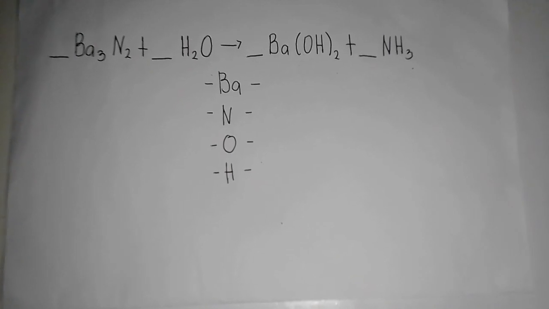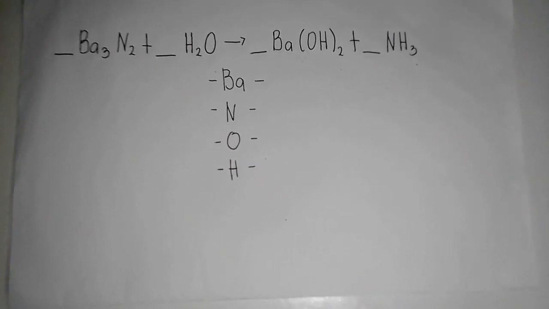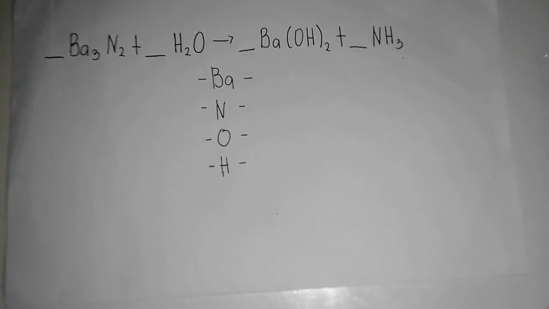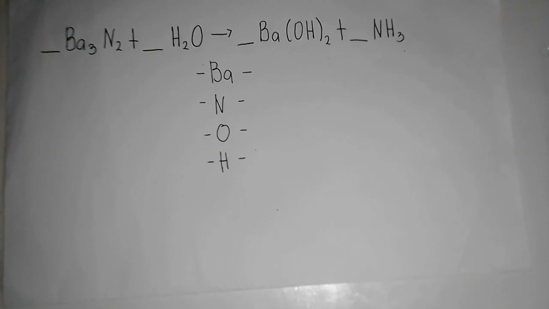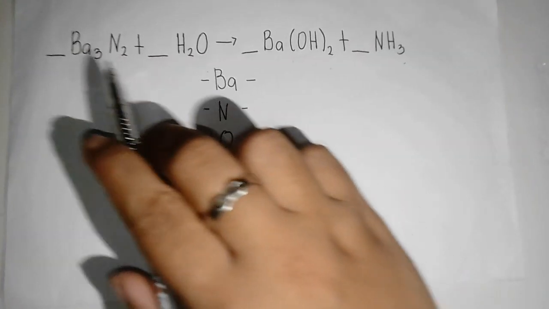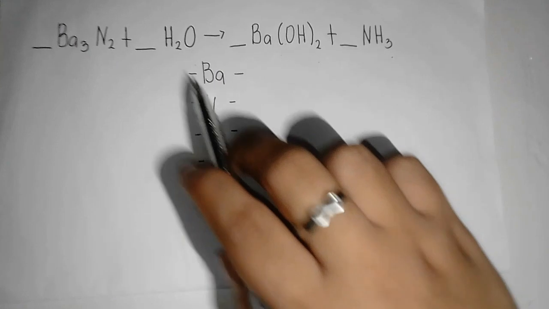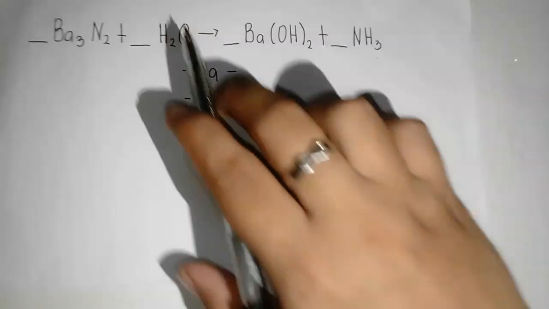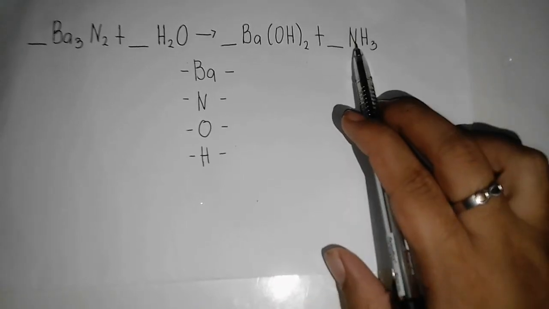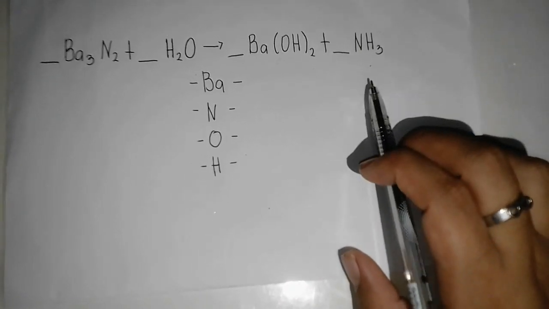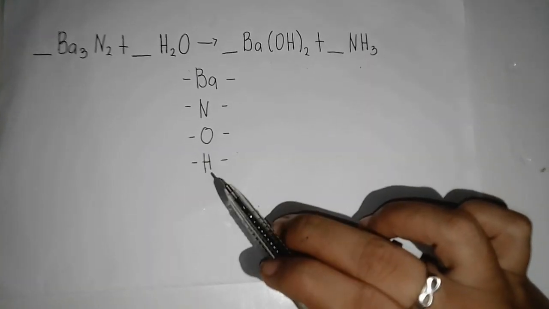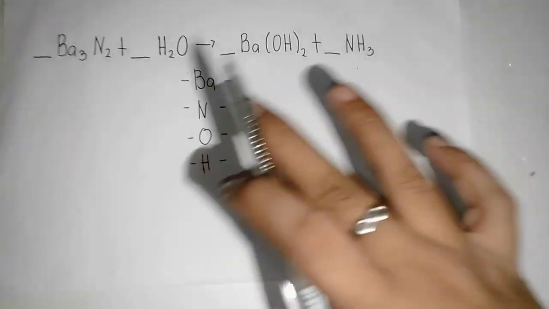So we're going to apply the rules in balancing chemical equations. The first rule states that we need to write the correct chemical formulas for all of the reactants and the products. So we have barium, nitrogen, oxygen, and hydrogen. If you're wondering why we separate the oxygen and hydrogen, it is because the polyatomic ion in the reactant is altered or changed in the product.